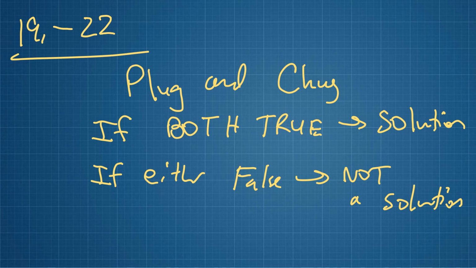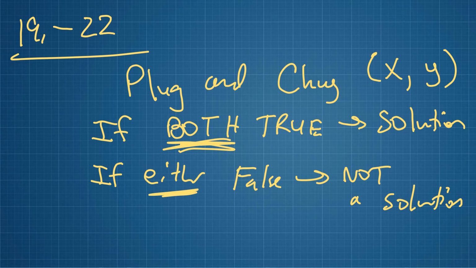All right, 19 through 22 are basically checking a solution. So you're going to plug and chug. Remember, your ordered pair is written x, then y. If both are true, then it's a solution. If either one is false, then it's not a solution. Remember, answer in a complete sentence.